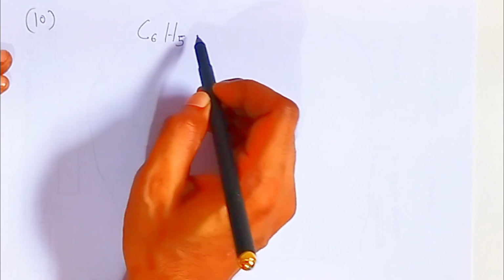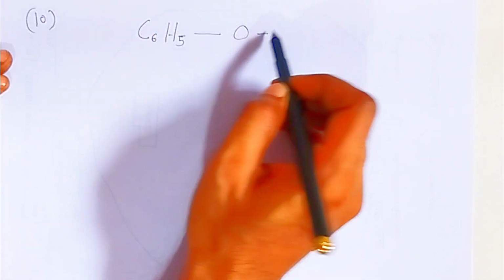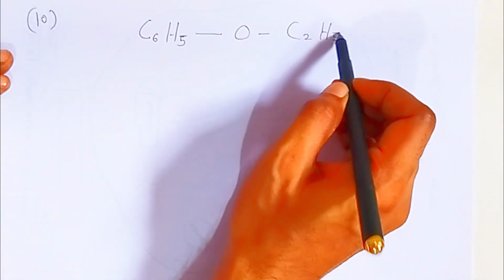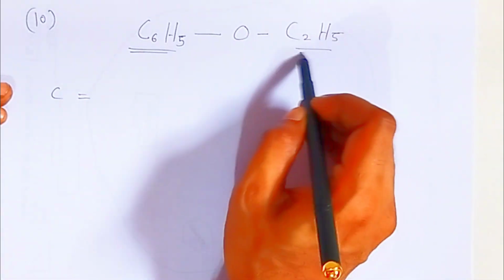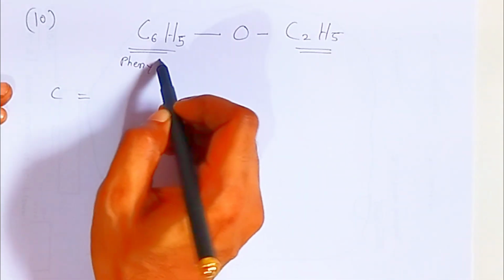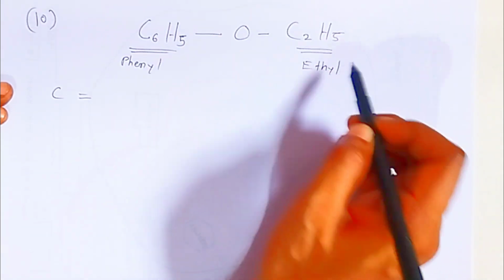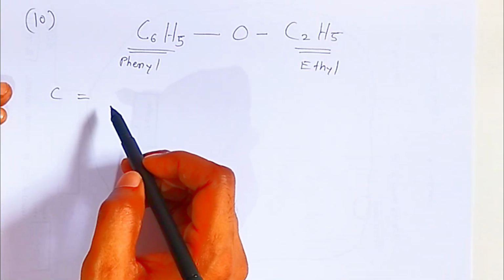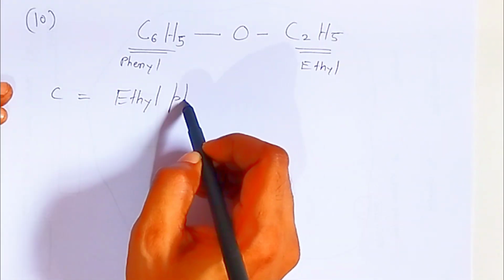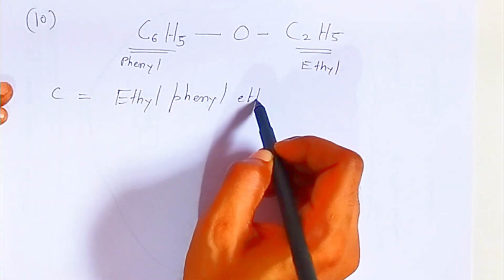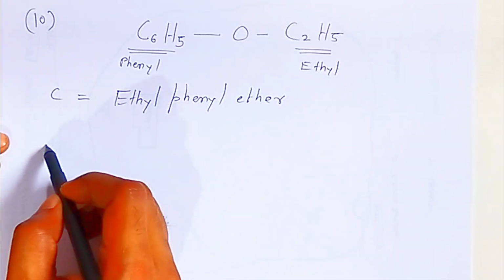C6H5, one of the hydrogens of benzene is replaced by an ethoxy group, C2H5. What will be the name of this compound, students? In common name, since this is phenyl and this is ethyl, okay, students, what will be the name? Ethyl is coming first, so we will write ethyl phenyl ether. Ethyl phenyl ether. What will be the IUPAC name, students?